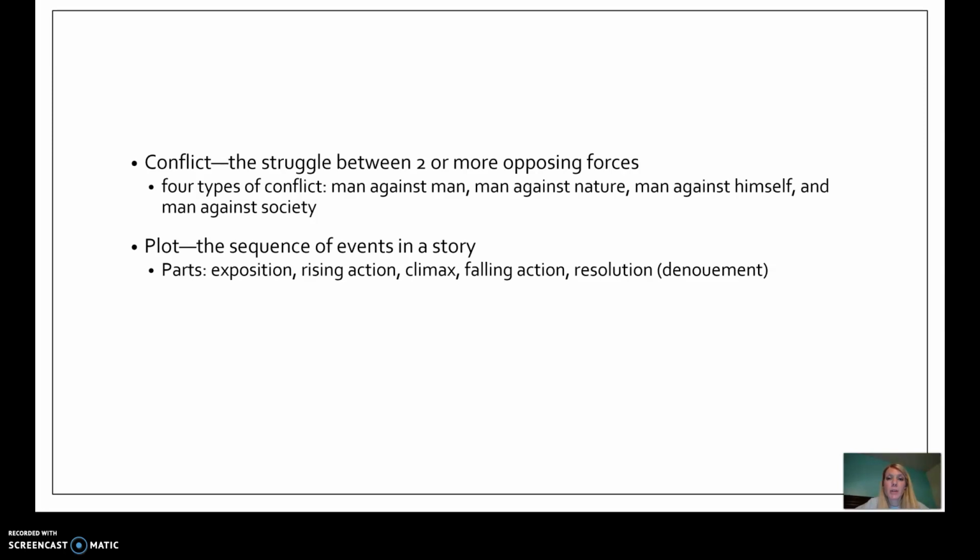Plot is the sequence of events in a story. And it's the exposition, the rising action, the climax, falling action, and the resolution.